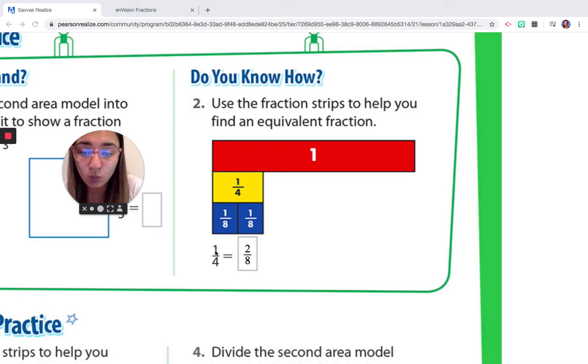Now, same thing with my trick that I showed you before. I'm going to see, what can I multiply 1 by to get to 2? So 1 times 2 is 2. So same thing to the top and the bottom. So I would multiply 4 times 2, and that is 8. So we know that works. So we know that an equivalent fraction for 1/4 is 2 eighths.